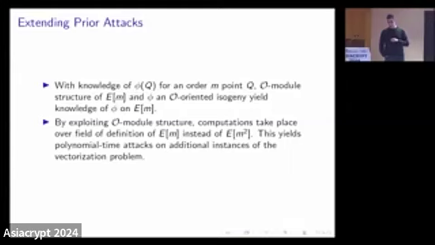And of additional significance, we get to exploit the O-module structure to allow for computations taking place strictly over the field of definition of M, as opposed to over the field of definition of M squared. And this is what allows us to obtain some additional polynomial time attacks on instances of the vectorization problem.